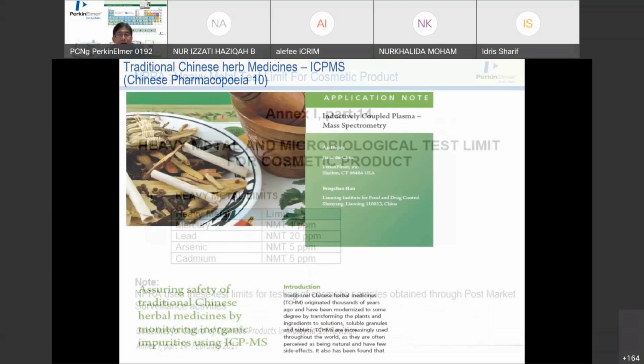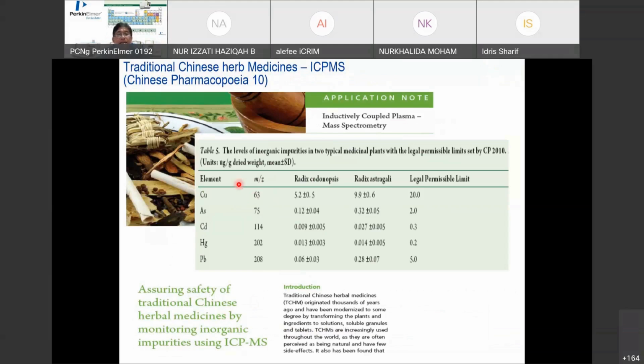Okay, now this is the Perkin paper on ICP-MS. This is CP, Chinese Pharmacopoeia 2020. Compared to Malaysia, because every country for traditional herb wants limits to be lower and lower. Malaysia follows WHO. So Malaysia is 5, China 2. For mercury, Malaysia is 0.5, China implements 2. 10 ppm, 5 ppm. All the countries want to be lower because of toxic elements, similar to the US and also Europe. Malaysia follows WHO.